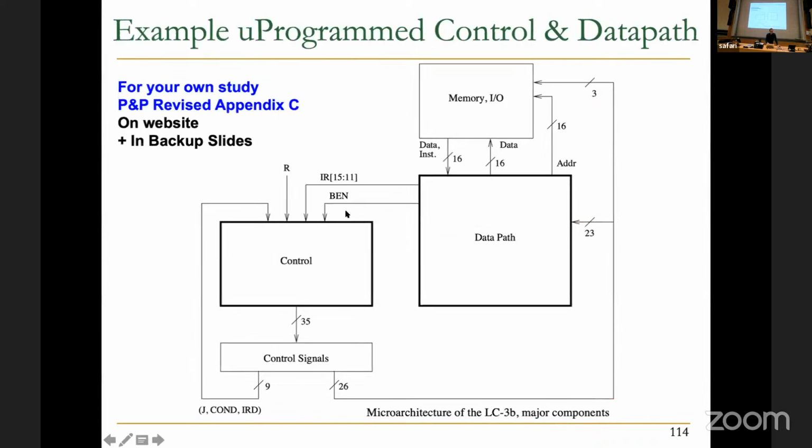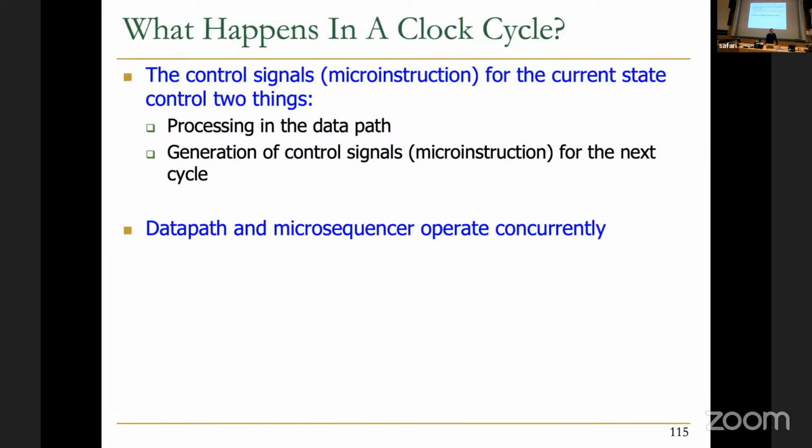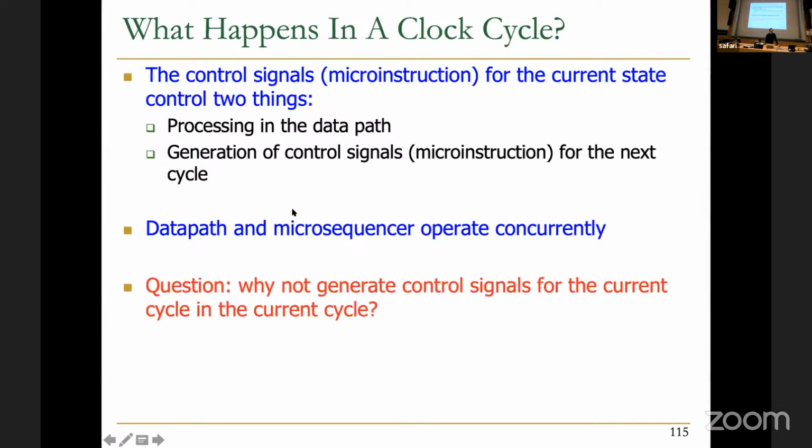I'm going to give you some further study and also some lectures, but I'm going to mention this a little bit more right now. So basically, control signals are the micro instruction. You apply that micro instruction to the data path as well as the control logic concurrently in the same clock cycle to determine what the data path should do and what your next state should be. So you fetch the next state, next micro instruction. The control signals are the micro instruction for the current state, control the processing in the data path, and they generate the control signals or the micro instruction for the next cycle. And the data path and micro sequencer operate concurrently.